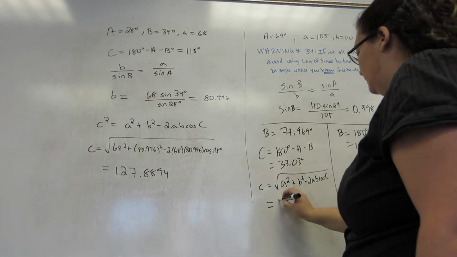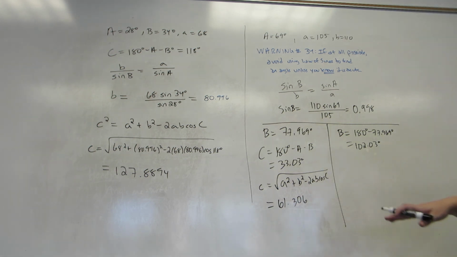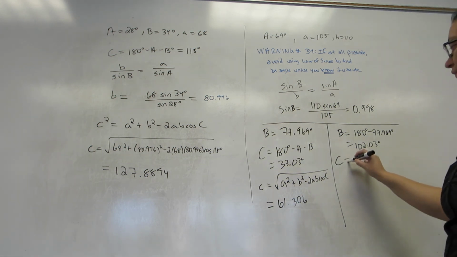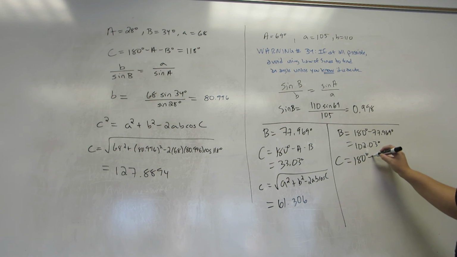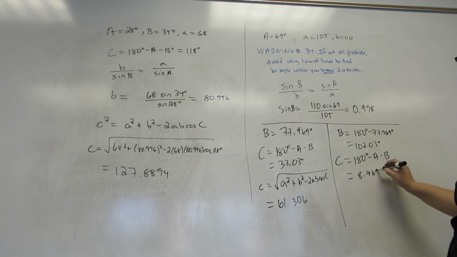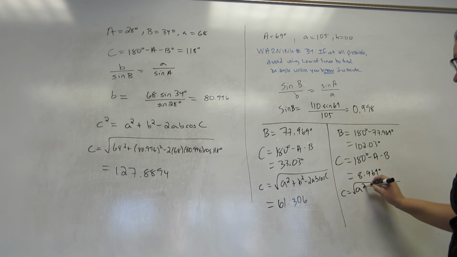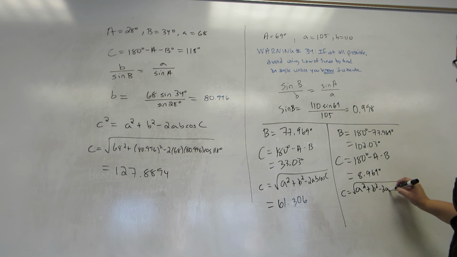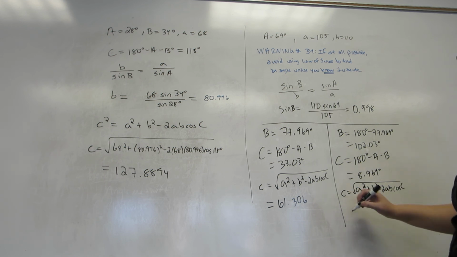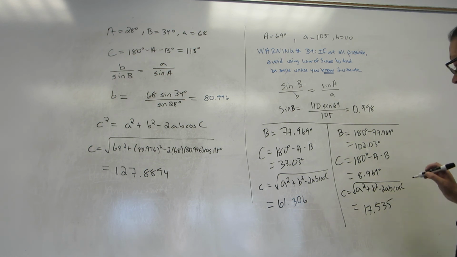Okay. And this gives me 61.306. Now I need to do the same thing over here. First I find the angle by doing 180 minus A minus B. In this case it will be 8.969 degrees. Then I'm going to use law of cosines to find the side length C. In this case it will be 17.535.